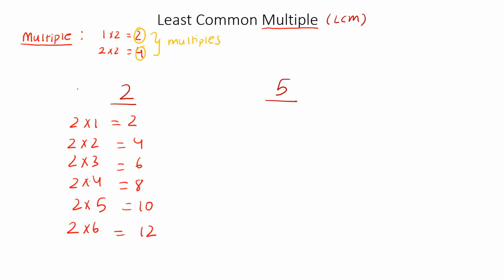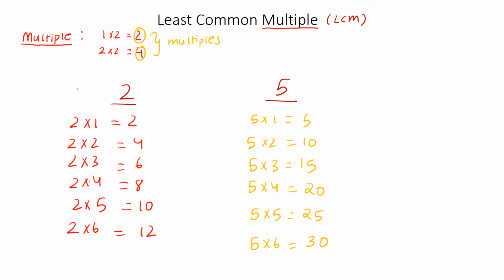Now, let's check it out for 5. 5 times 1 is 5. 5 times 2 is 10. 5 times 3 is 15. 5 times 4 is 20. 5 times 5 is 25. And 5 times 6 is 30.